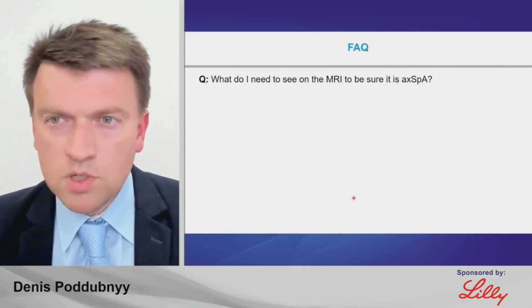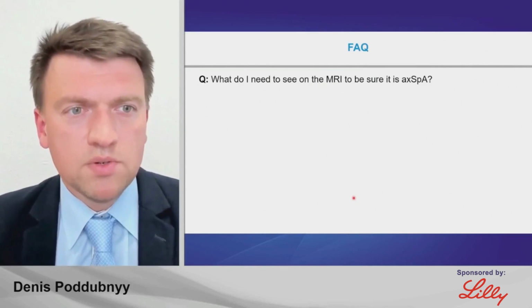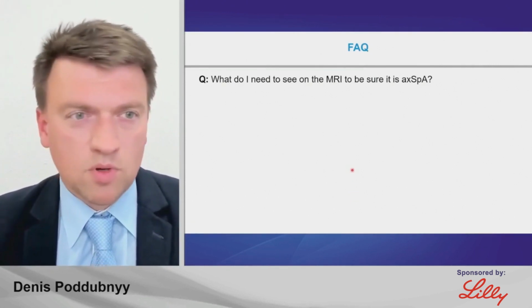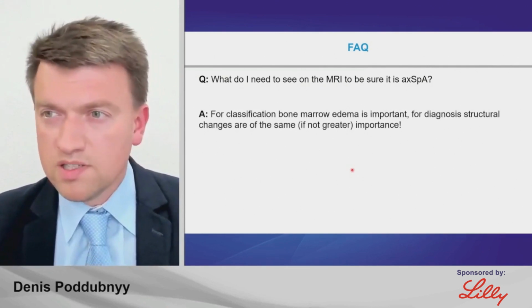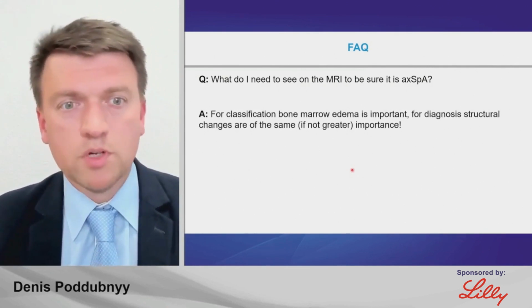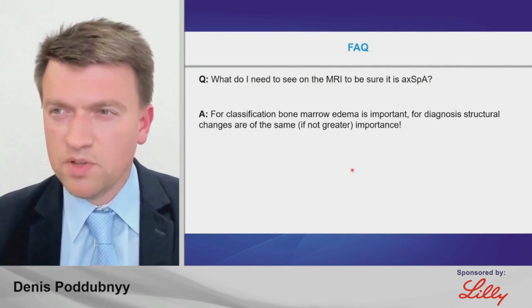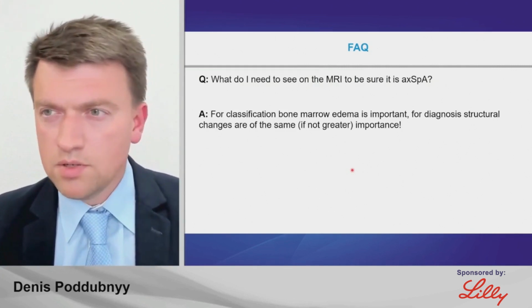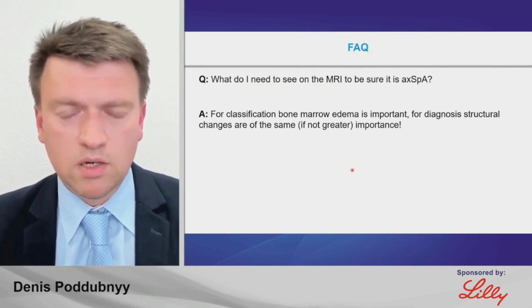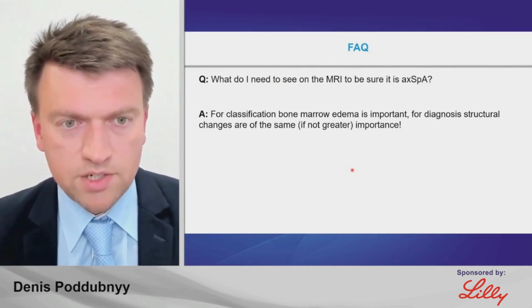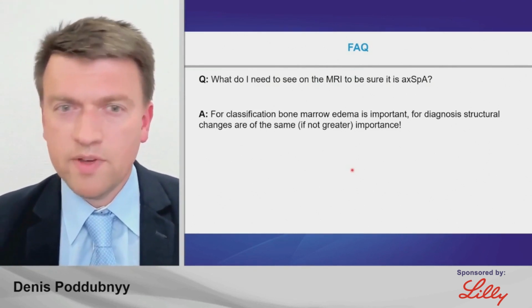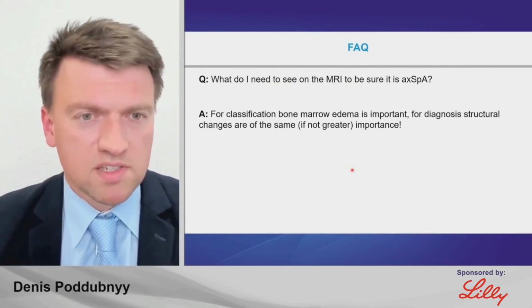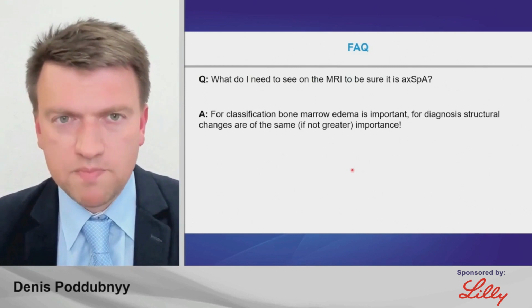The next question would be, what do I need to see on MRI to be sure that this is axial spondyloarthritis? For classification purposes, bone marrow edema is important. But for the diagnosis, for reliable diagnosis, you need to consider bone marrow edema in the context of structural changes, which do have big, maybe even bigger importance than just active inflammation.